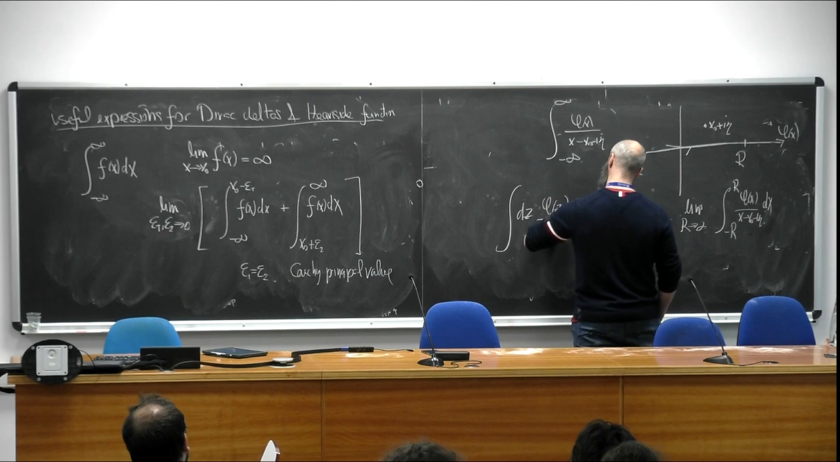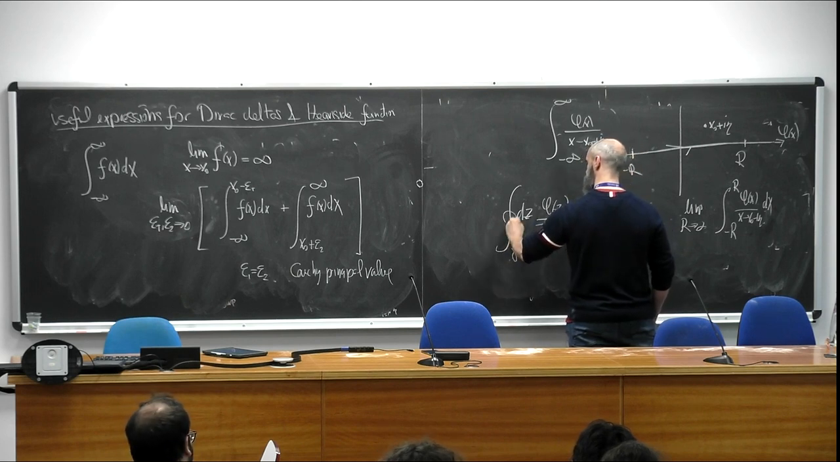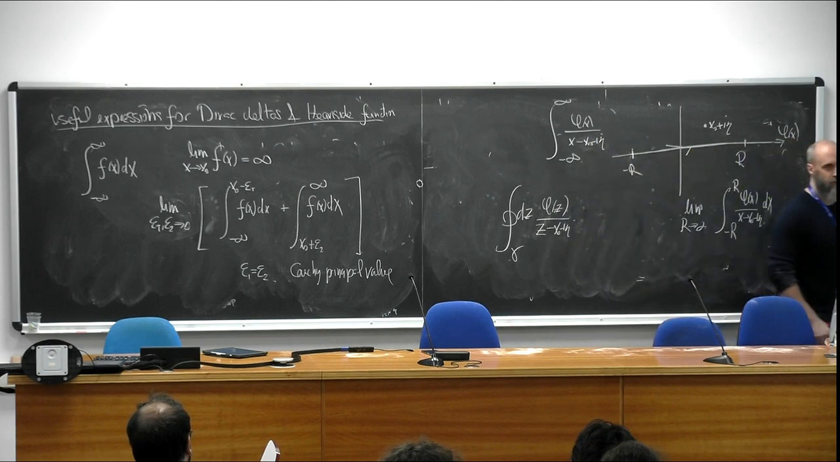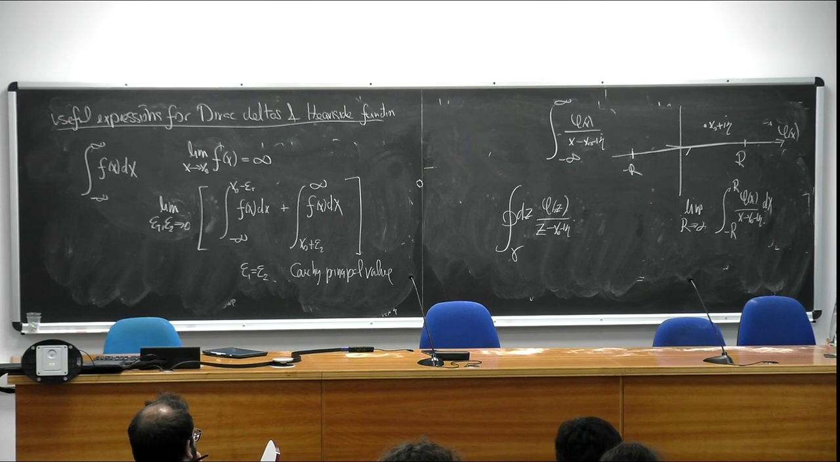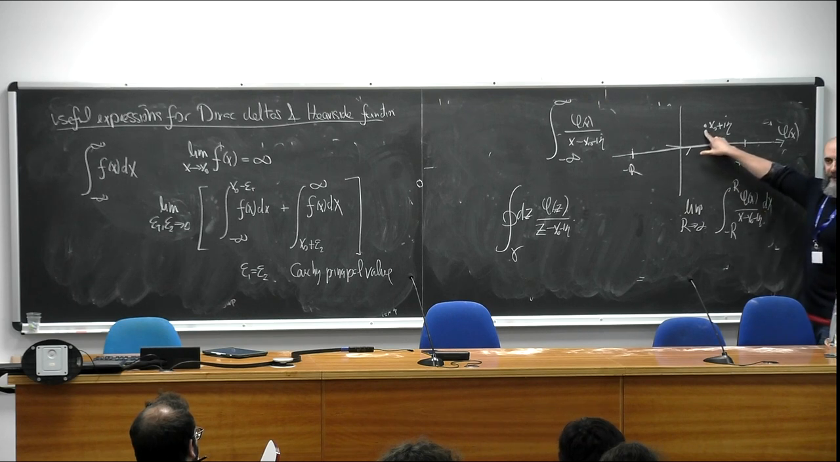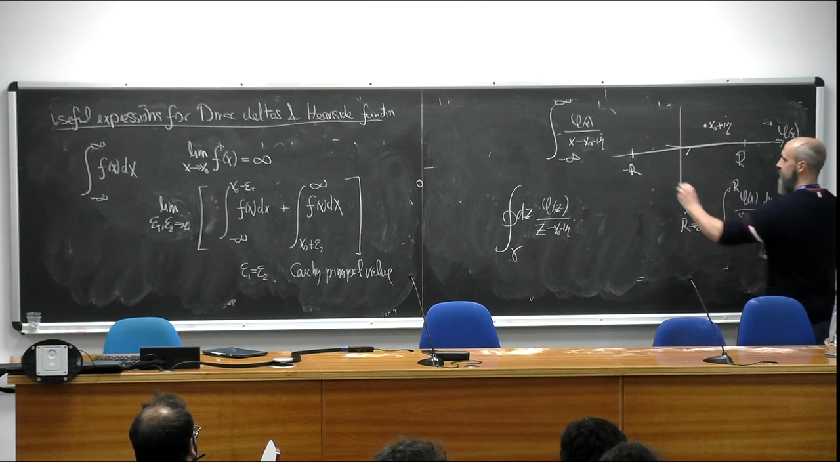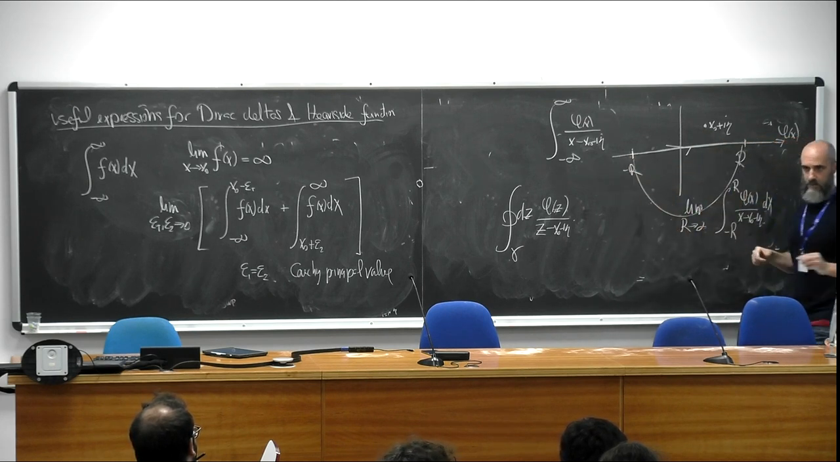Z minus x zero. And I choose a closed path, right? What is the closed path I choose? Oh, no, that's not true. Right? So you don't choose the path that encloses the pole. You choose the path that makes the integral over the semicircle go to zero, okay?